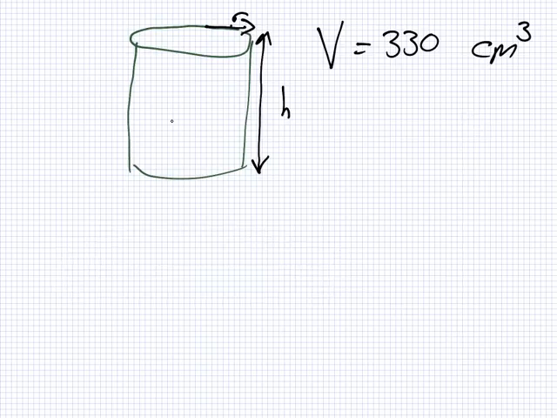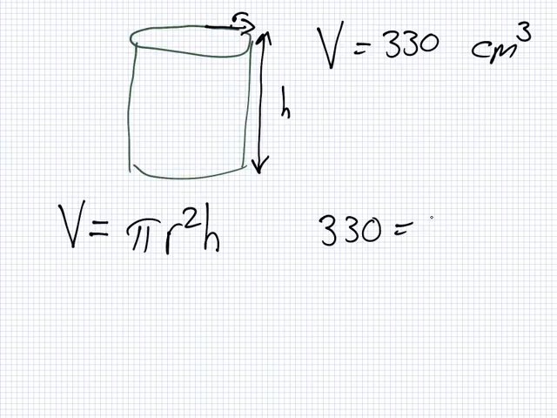So firstly, let's use a formula for volume. Does anyone know the formula here for volume? Yeah. Pi r squared times h. And this will be 330 equals pi r squared h.